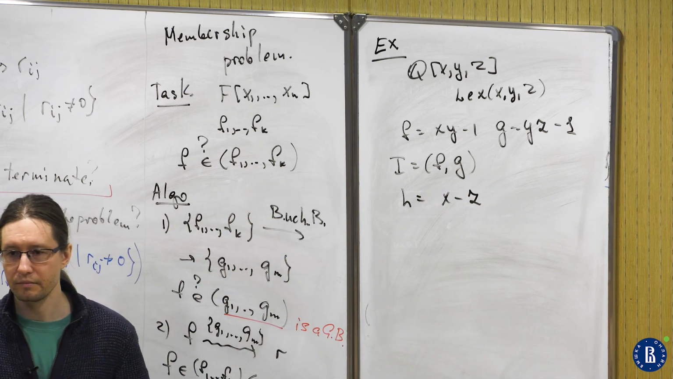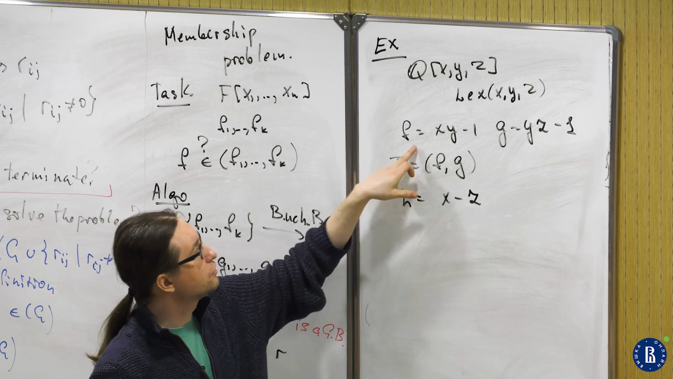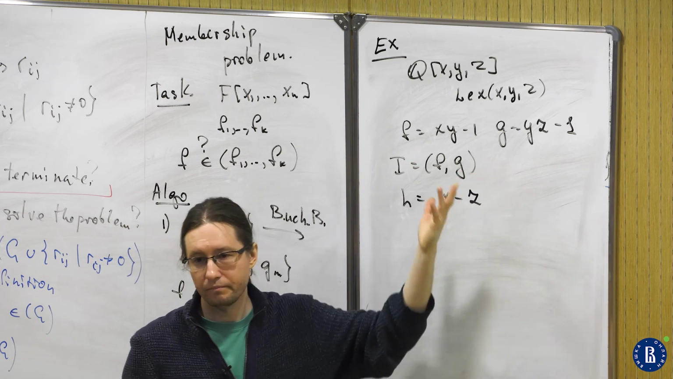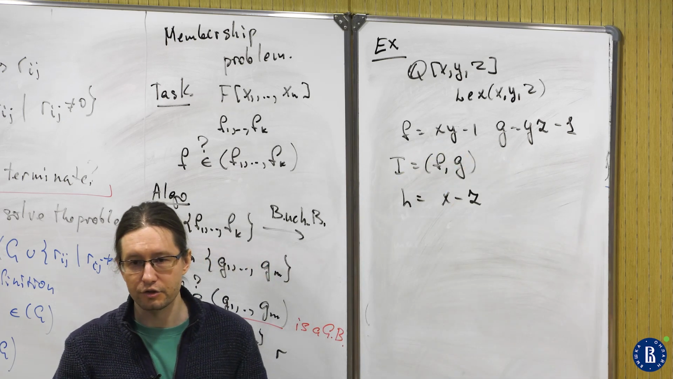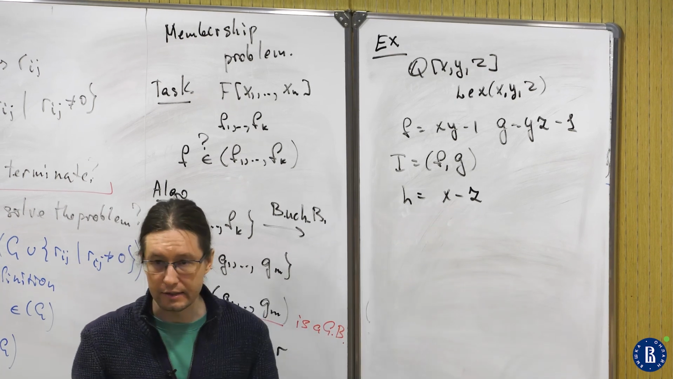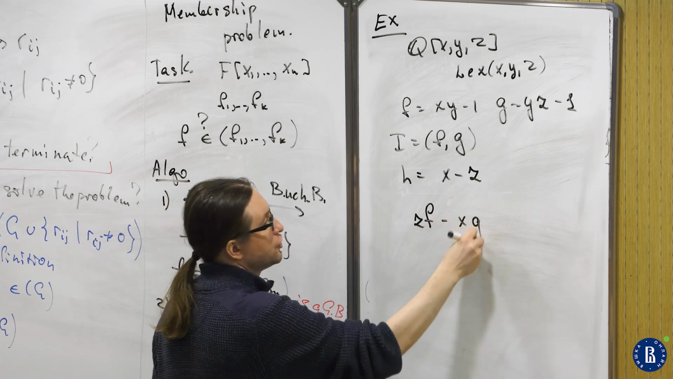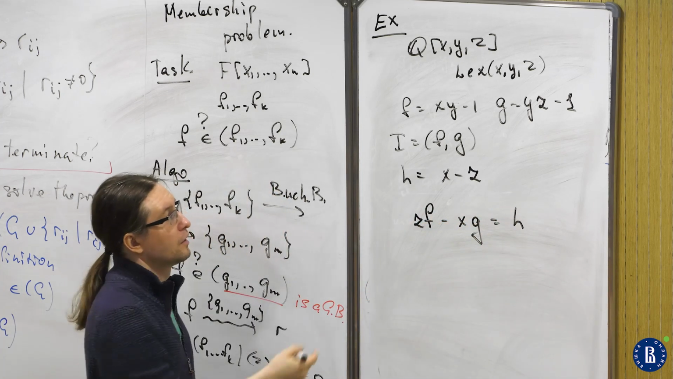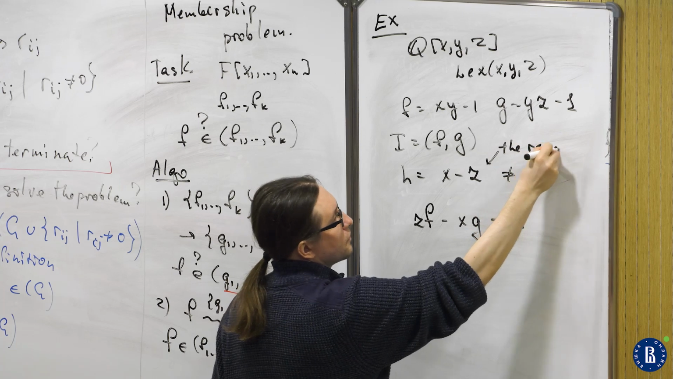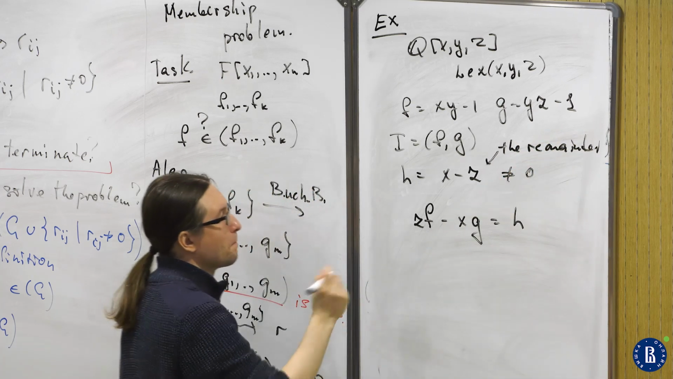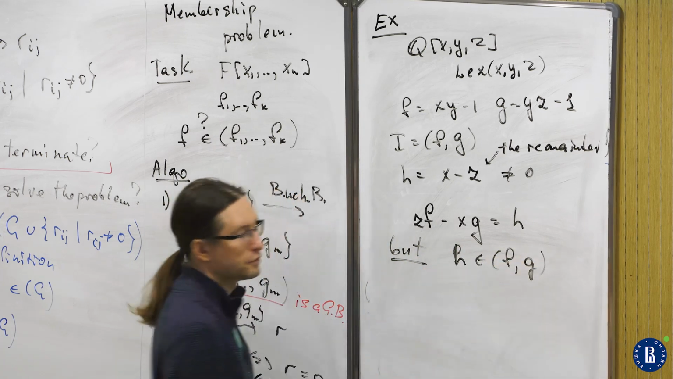Okay? Now, it's clear that h is not reducible by either of them, because none of the monomials is divisible by either of the leading monomials of f and g. So the remainder is x minus z. But if we take fz minus xg, we will get h. So this is the remainder, it's not 0, but h is in the ideal generated by f and g.